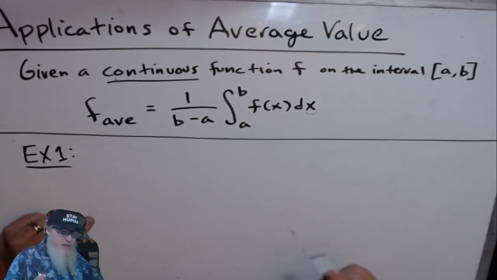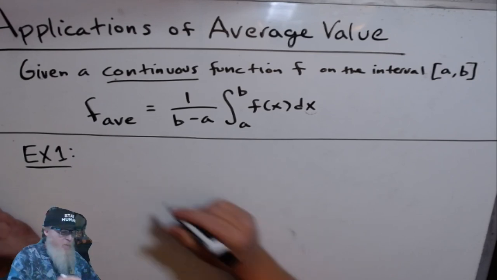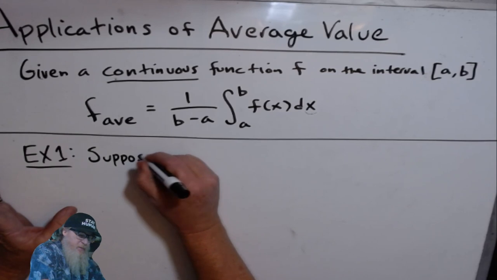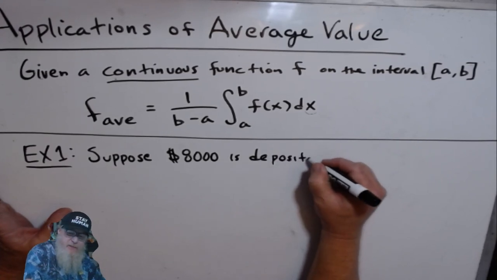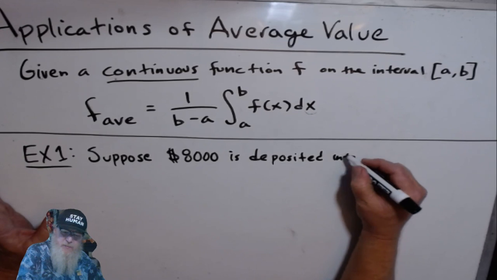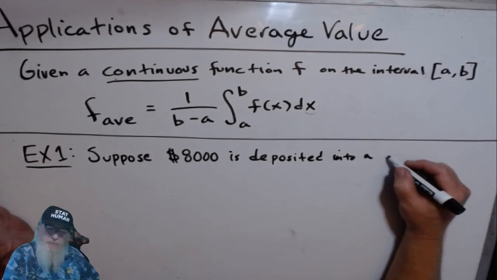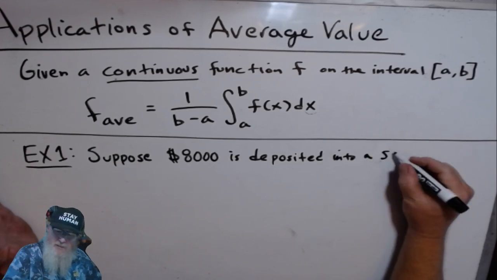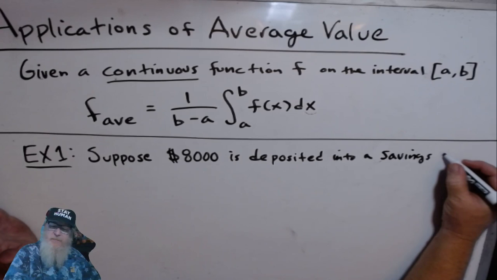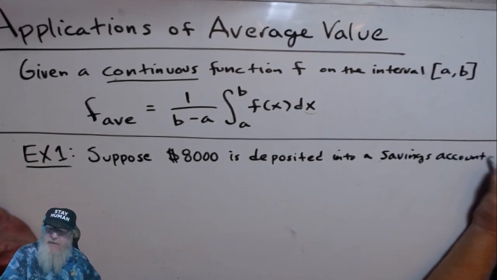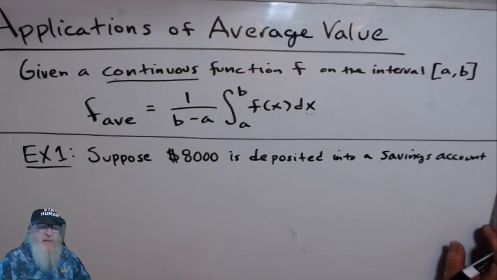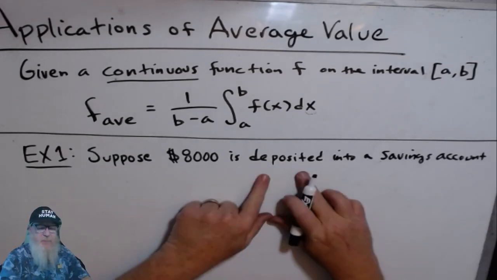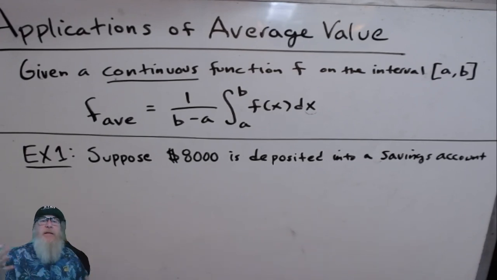The first application goes all the way back to the beginning of this course: compound interest. Suppose $8,000 is deposited into an account, let's call it a savings account, although it doesn't have to be. It could be an investment account, a CD, a certificate of deposit, or a loan. It could be the other way around: instead of depositing the money, you could be borrowing the money. The formula I'm about to show you has lots of different applications, but I only have time to show you one.